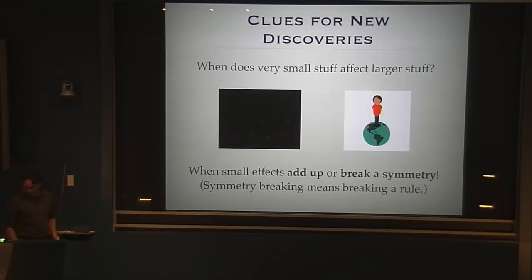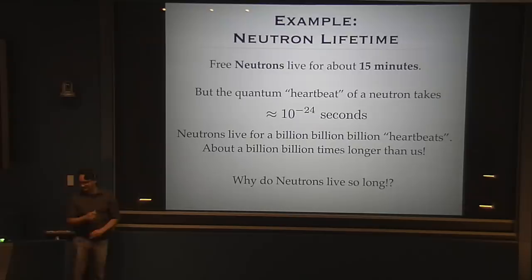One example of this is the neutron lifetime. Neutrons, if they're free, live for about 15 minutes. Now, we as people tend to think of 15 minutes as almost the definition of a short span of time. But to a neutron, 15 minutes is actually quite a long time. There's a sense in which there's a fundamental time scale to a neutron. You can think of it as having a clock inside of it, or some sort of quantum heartbeat, if you're feeling poetic.